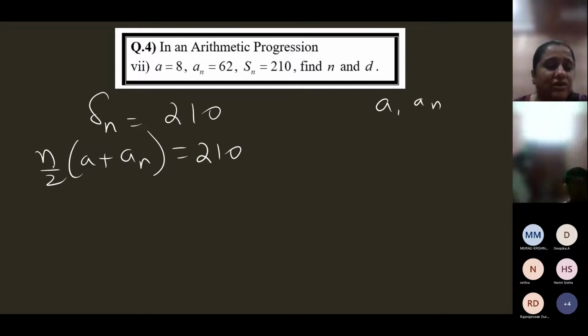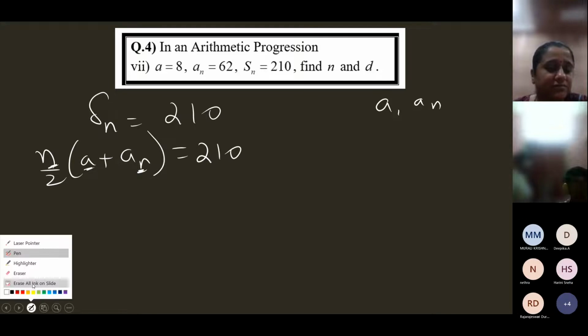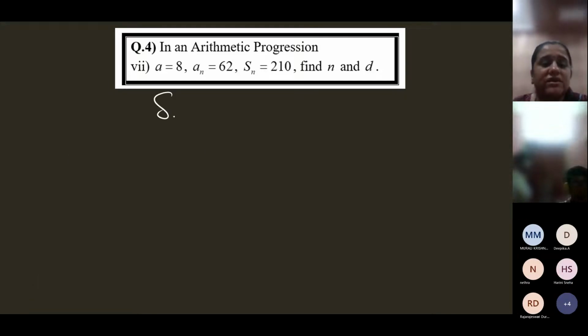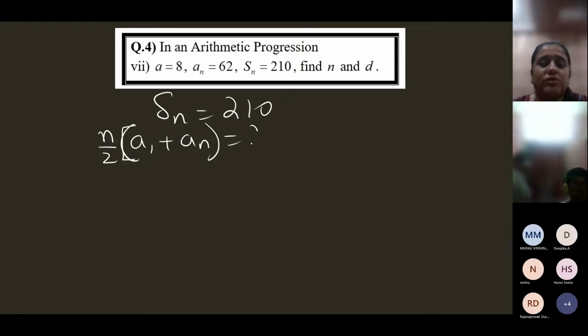In this formula, you can see the unknowns are n, a and an. I'll write it again. Sn is equal to 210. Now we're using the formula n by 2 of the first term plus the last term, is equal to 210. What are the unknowns here? n, a, and an. Now we know a and we know an, so you can easily find n from this.